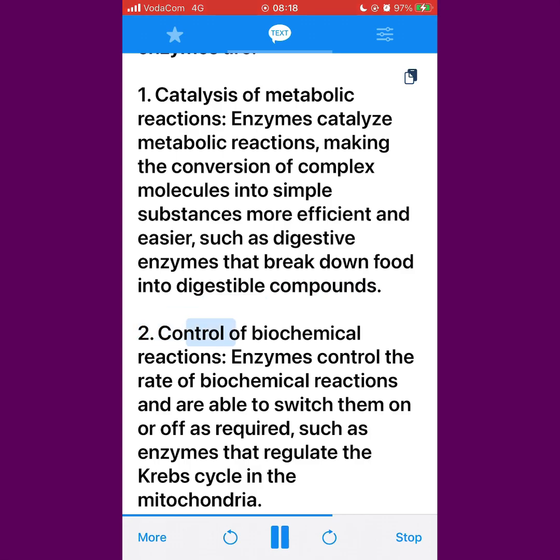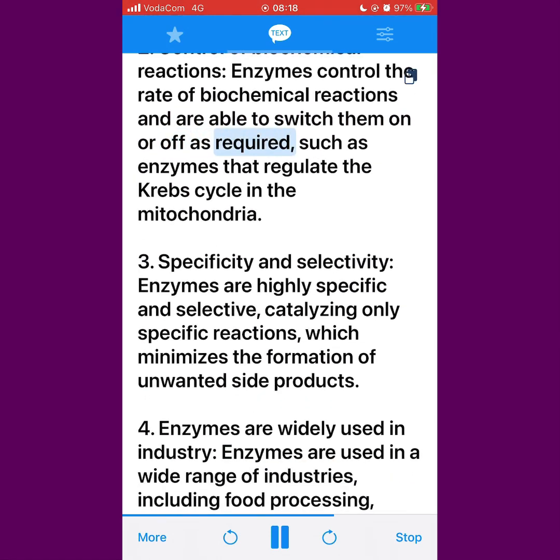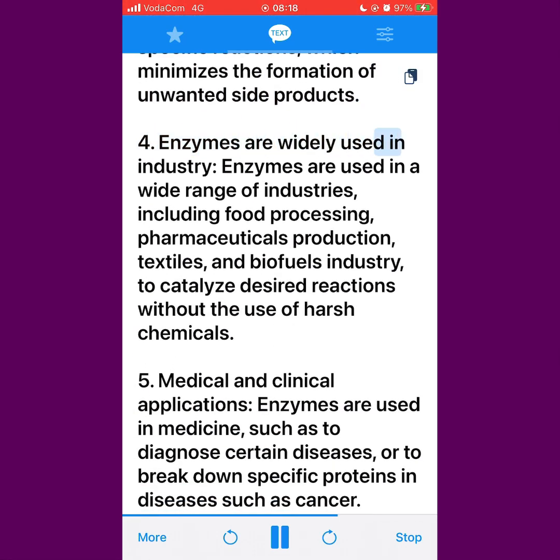2. Control of biochemical reactions. Enzymes control the rate of biochemical reactions and are able to switch them on or off as required, such as enzymes that regulate the Krebs cycle in the mitochondria. 3. Specificity and selectivity. Enzymes are highly specific and selective, catalyzing only specific reactions, which minimizes the formation of unwanted side products. 4. Enzymes are widely used in industry.